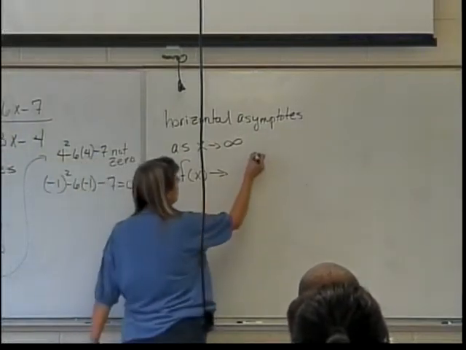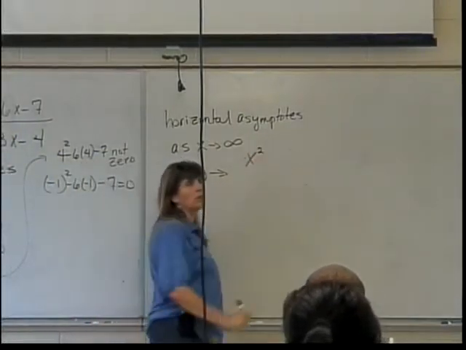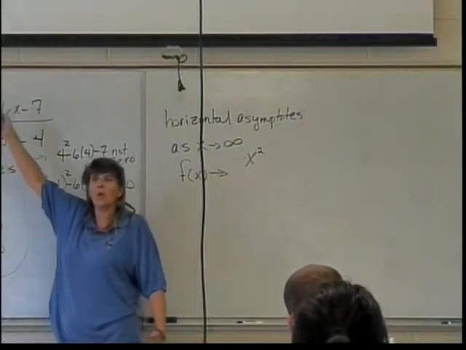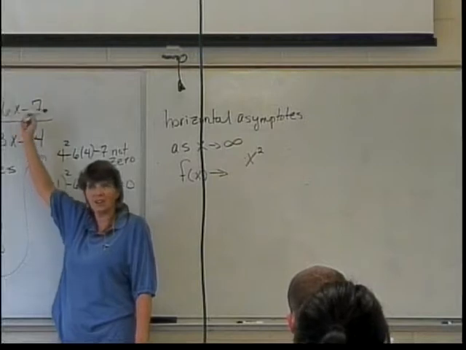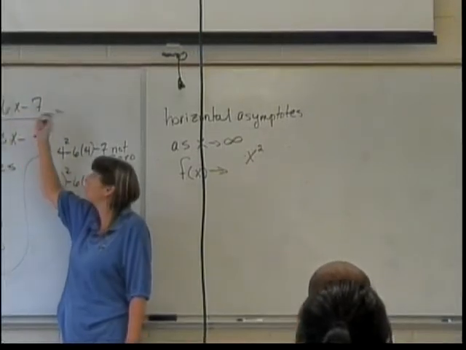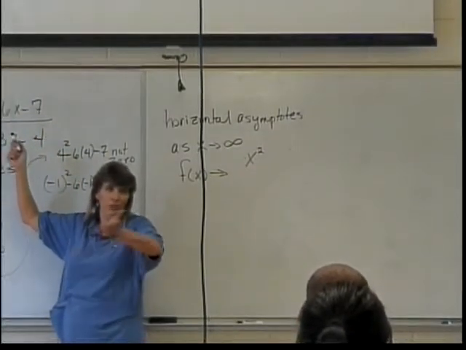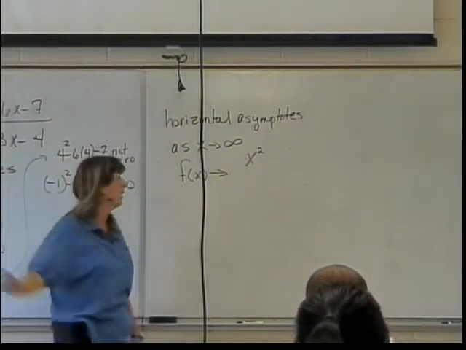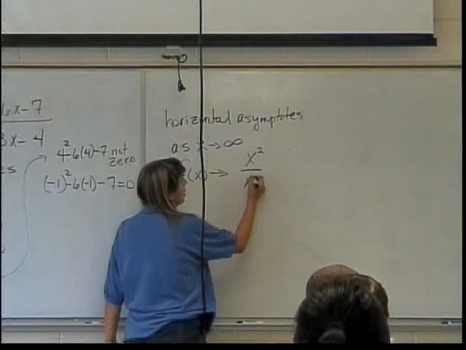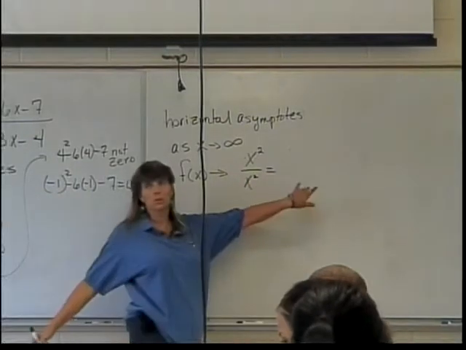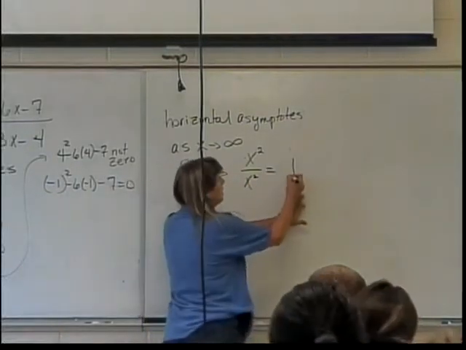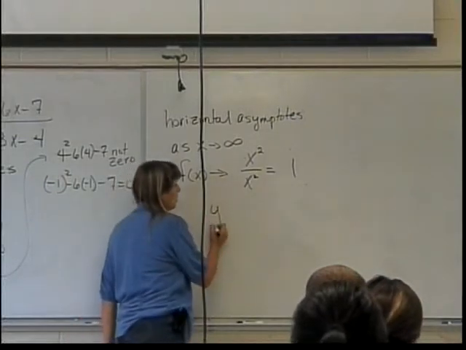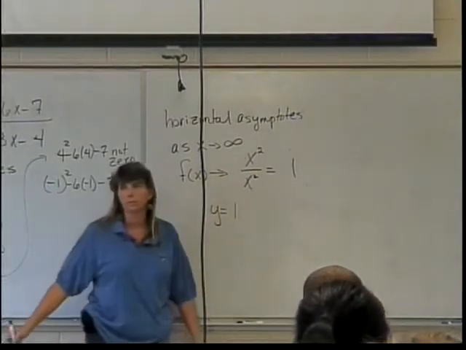x squared, because as we get really big, into the trillions, a trillion times a trillion is going to be a whole lot bigger than 6 times a trillion, so that's not going to do much. And 7 is definitely going to do nothing. What's important on the bottom? x squared. So this simplifies to 1. Is that a number? Yeah, it's 1. So my horizontal asymptote is y equals 1.